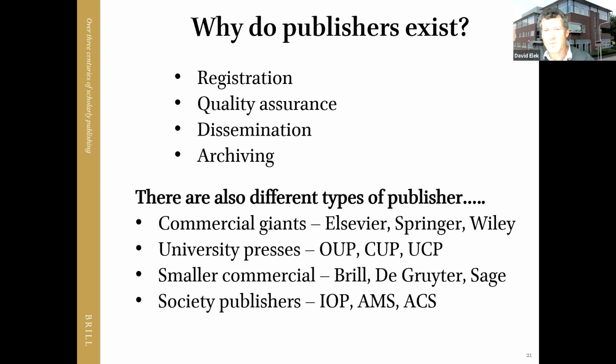Then there are smaller commercial publishers. Brill is one of these, De Gruyter, Sage. Sage is a bit larger, but these are smaller commercial publishers. And then there are society publishers, the Institute of Physics, the American Mathematical Society, the American Chemical Society. All of these different organizations publish, but they are set up in a different way. Some are for-profit, some are not for-profit. They are run differently, but they all follow the same principles. Whether you publish in an Elsevier journal or a Brill journal or a book through De Gruyter or Springer, the process is broadly similar.